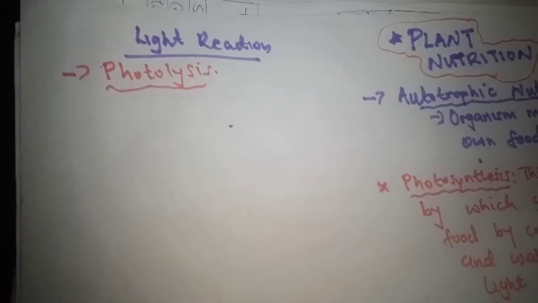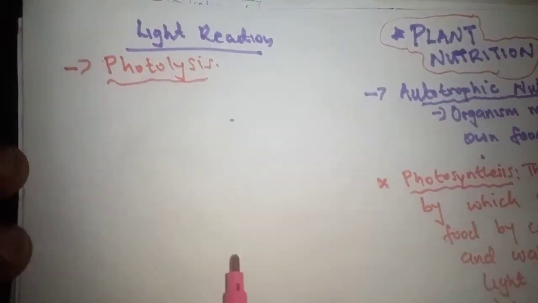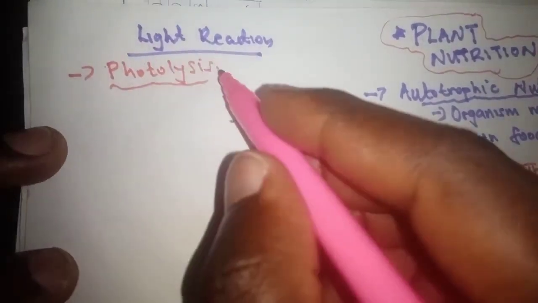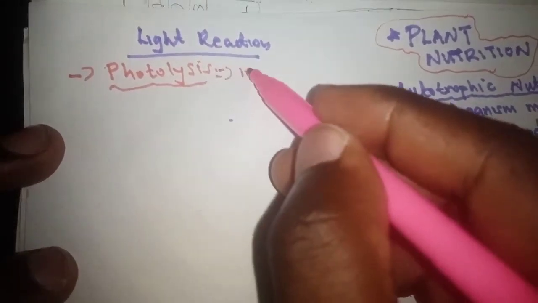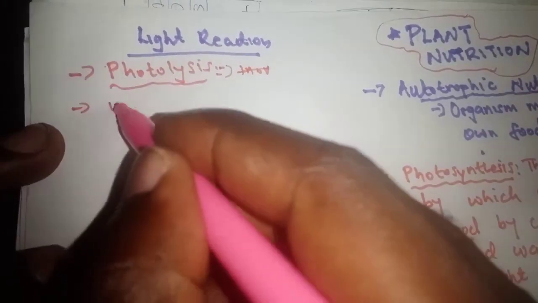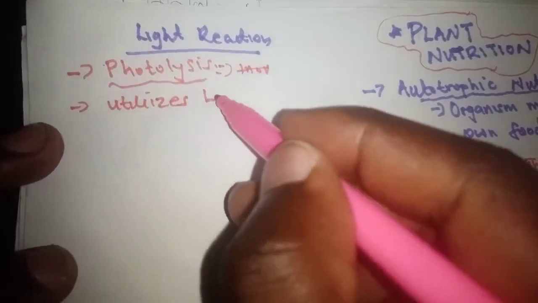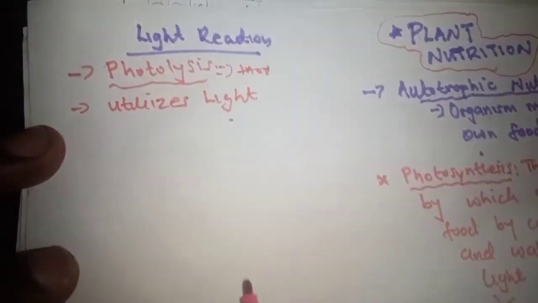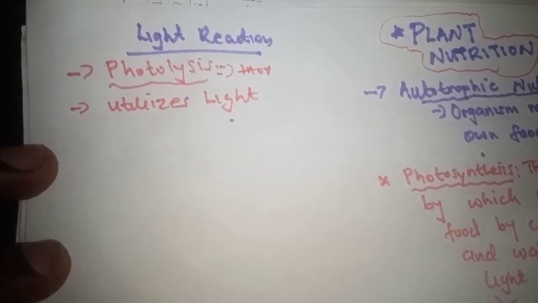So the light reaction is called photolysis. Okay, so what happens here? It is called the light reaction because it involves light. Here it utilizes light. Now remember we said light is very important.